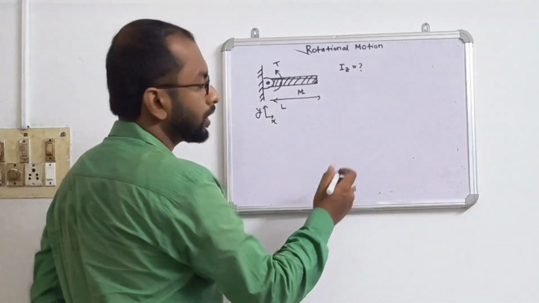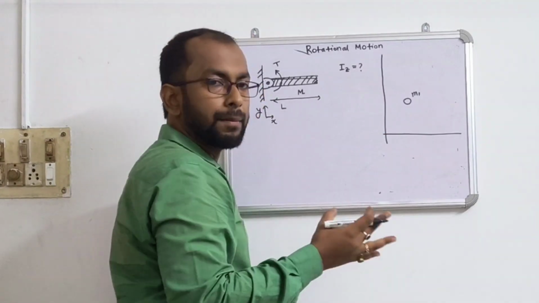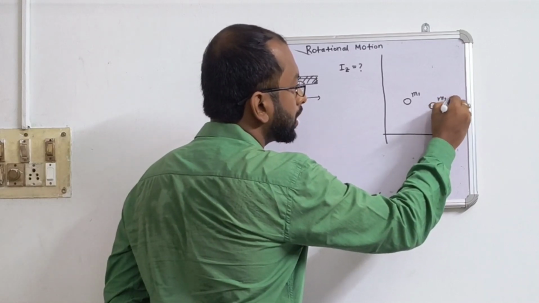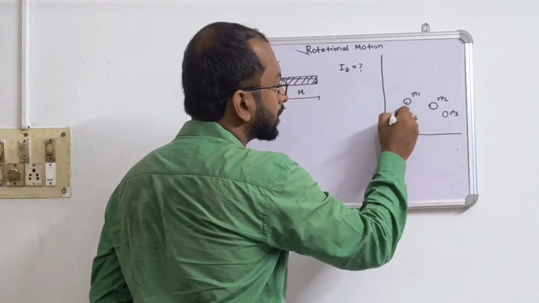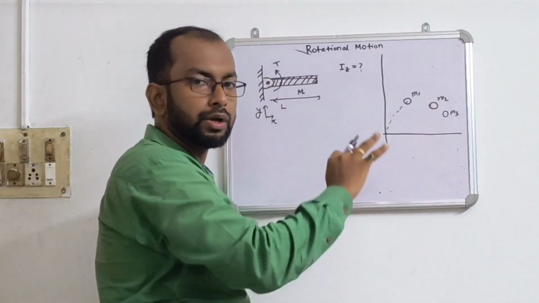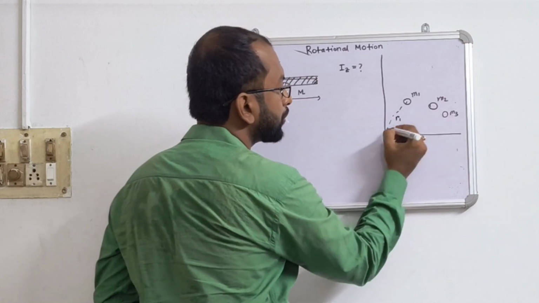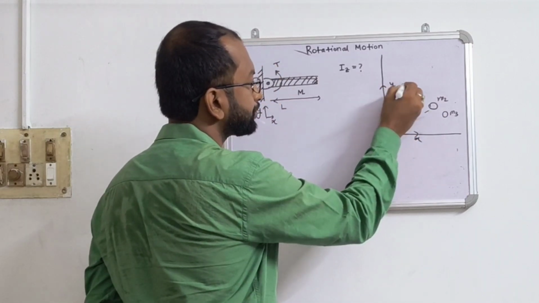Now before going there, I will just give a brief about what happens if only one particle is not in the system, rather there are multiple particles. As I told in the last minute, all these masses constitute one system. All these masses are located at different distances from the axis of rotation. Let's say this is the axis of rotation, this is the x-axis, this is the y-axis.